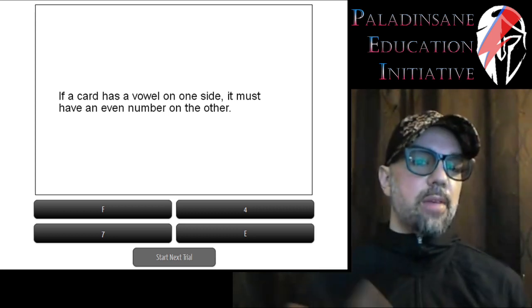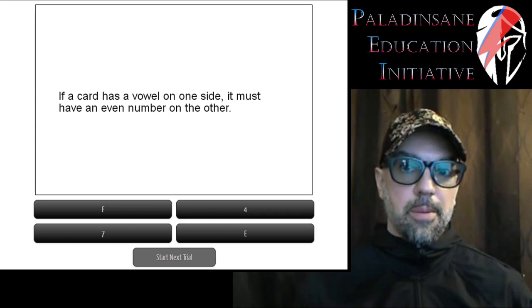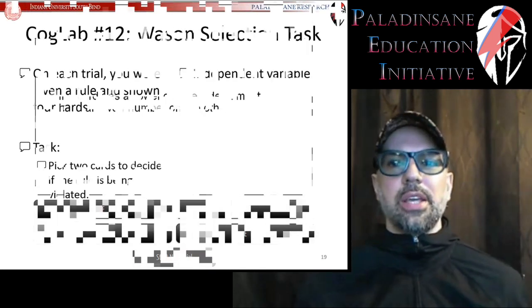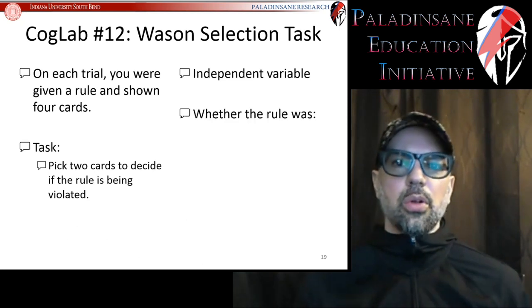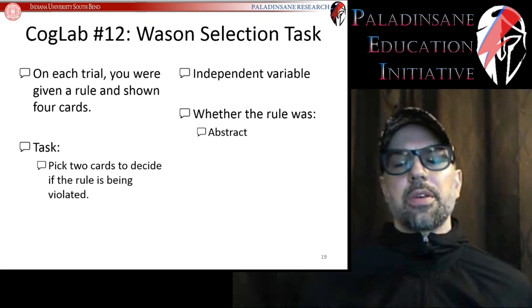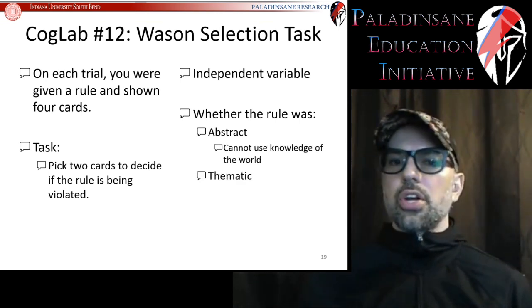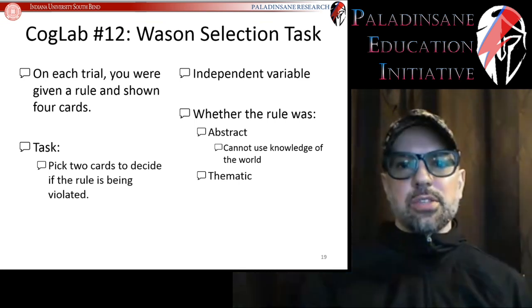All right, so that's one way of thinking about this to tie it back into what we've been looking at so far. Now, there was another added wrinkle to this, which was the independent variable, and that was the type of rule. Whether the rule was an abstract rule or whether the rule was a thematic rule. So the abstract rule was where you could not use your knowledge of the world to try to answer the rule or to try to analyze the rule.